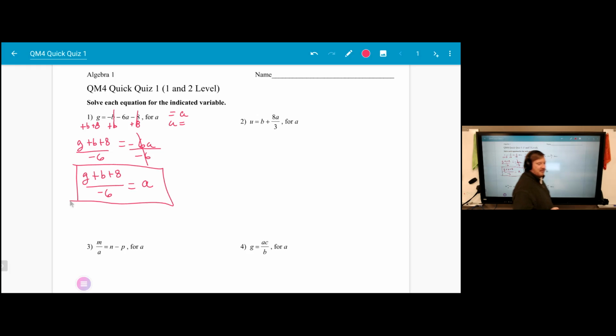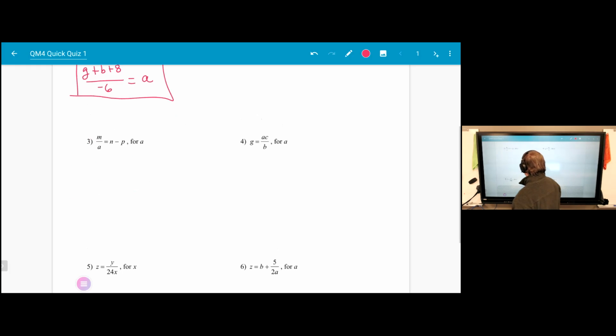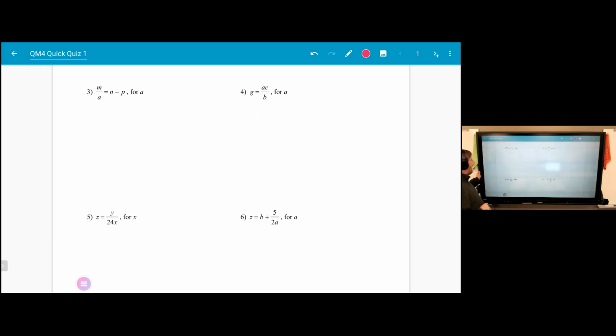Hey, there we go. What do we got going on here? I'm going to do the odds and then just write the other ones in. M divided by a equals n minus p. We're trying to solve for a, and what I'm going to remind you of is we can take this and make that a fraction as well. Because here's what you guys like to do. Let me rewrite this whole thing. M divided by a equals n minus p. I can put that in divided by 1.